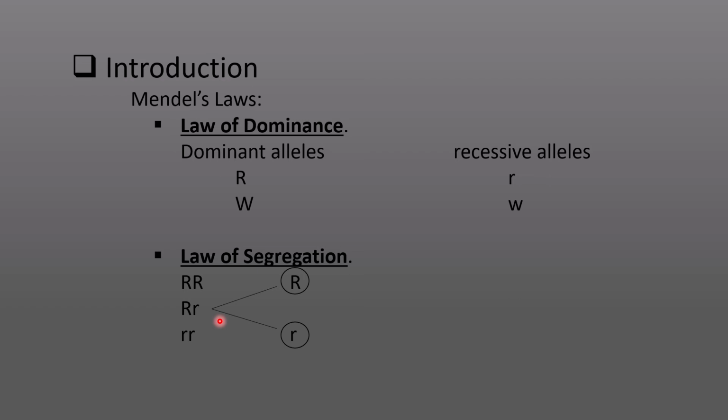This law is also called the law of purity of gametes, because the gametes are always pure. They have only one of the alleles.